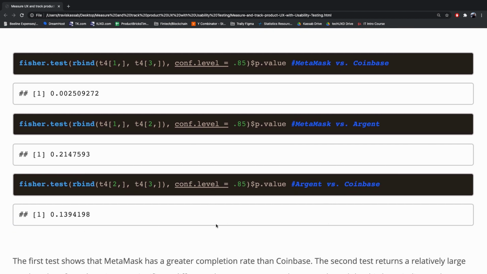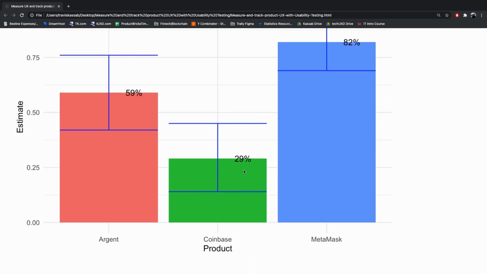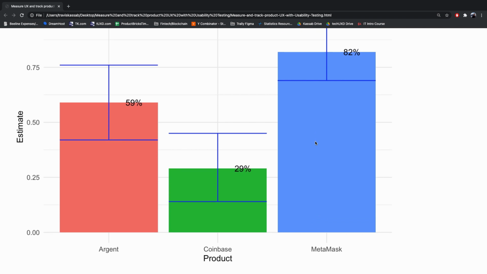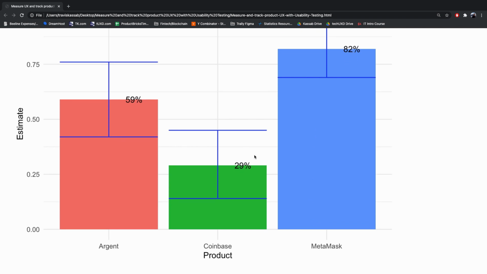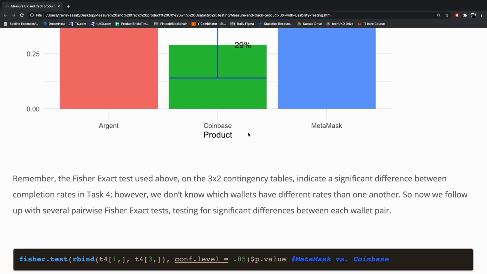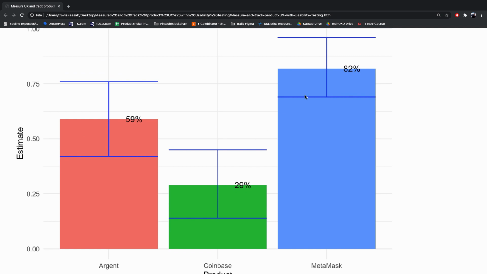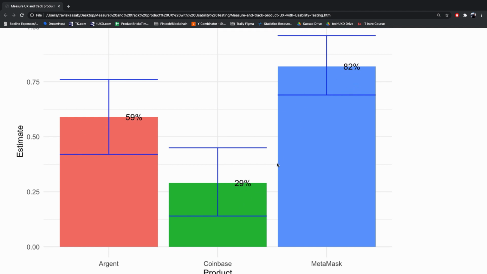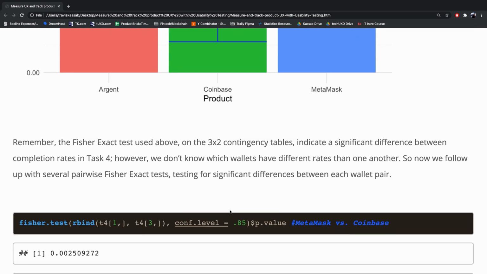And then here we see Argent versus Coinbase. A smaller p-value, 0.13. So at the 86% confidence level, there is a significant difference between Argent versus Coinbase. And remember, Coinbase is 29, Argent is 59, and MetaMask is 82. So this difference, 82 minus 29, is a much greater gap than 59 minus 29. And that's why, without a doubt, there is a significant difference between MetaMask and Coinbase, but we do see a slightly higher p-value for the Argent to Coinbase comparison.